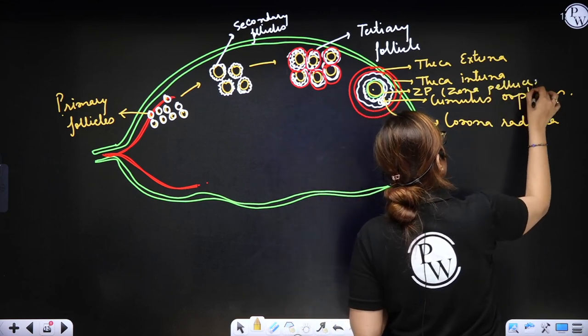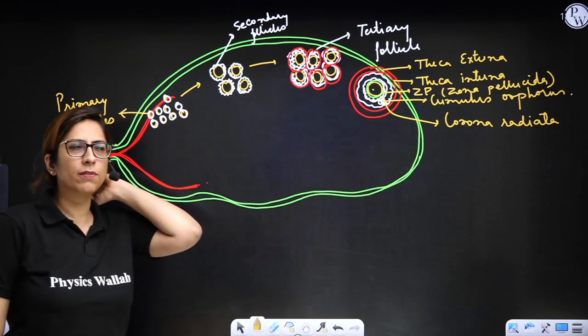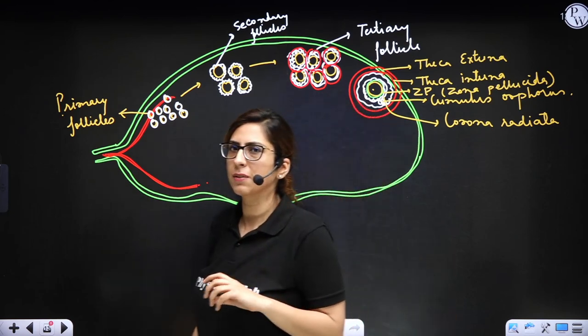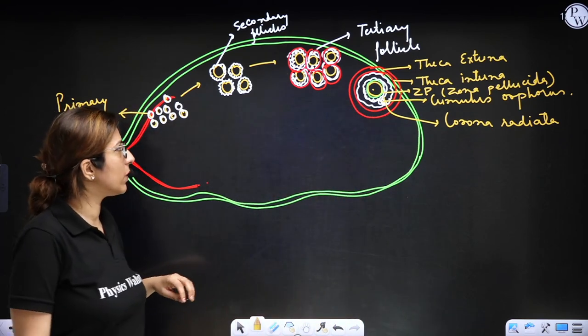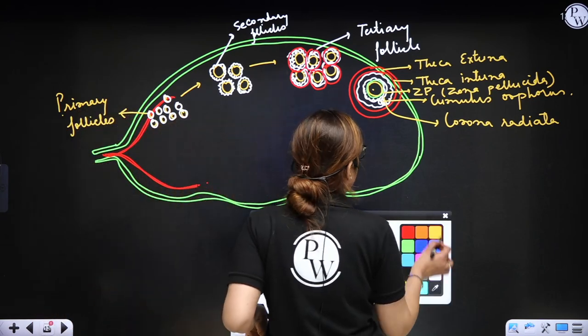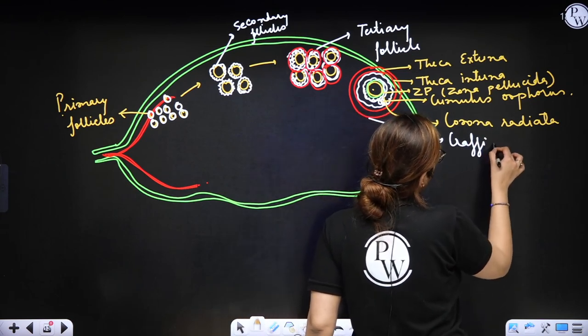Zona pellucida, guys, is an acellular layer. This was asked in one of the NEET examinations. It's an acellular layer and it is made up of glycoprotein. Okay guys, now what will happen? Now this graafian follicle, let's label this as a graafian follicle. This is your graafian follicle.